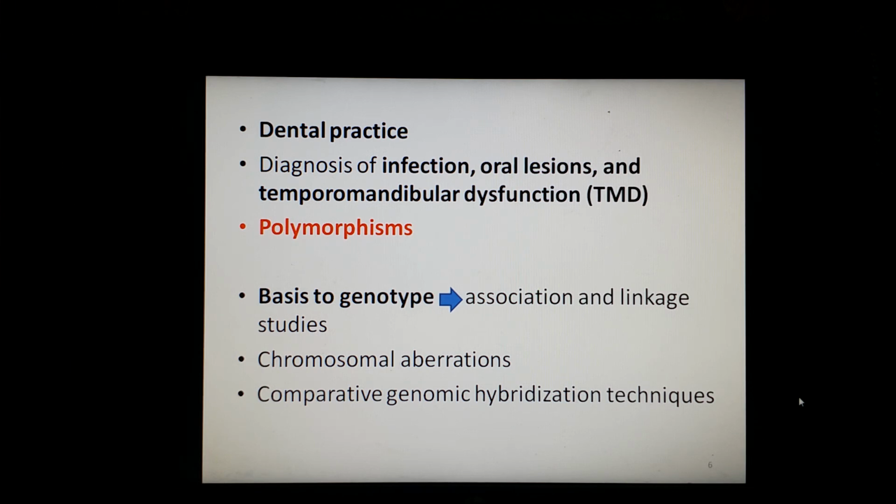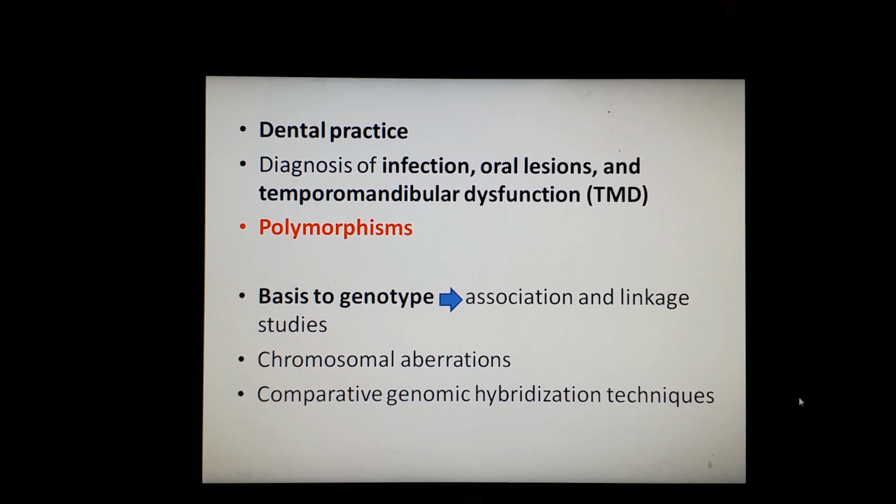So what is this temporomandibular dysfunction? It is basically a syndrome, and a person who is suffering from the syndrome suffers from severe pain. He or she has restricted jaw movement and joint noise, and other symptoms that are included are headache, neck pain, and trismus.